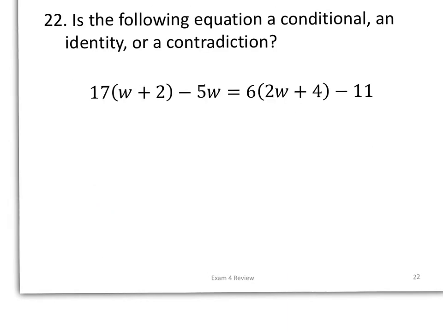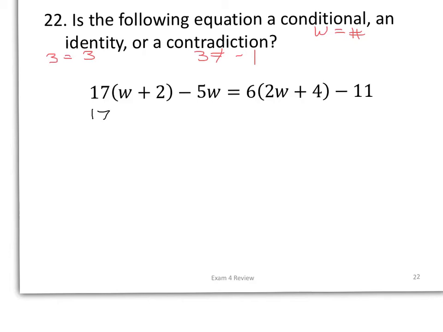Here's another situation where we need to know if it's conditional, identity, or contradiction. If it's conditional, your w is going to equal a value, like a number. If it's an identity, you're going to have something on the left, 3 equals 3, or something like that. And if it's a contradiction, an example would be when there are different values on either side. So let's see what this is.